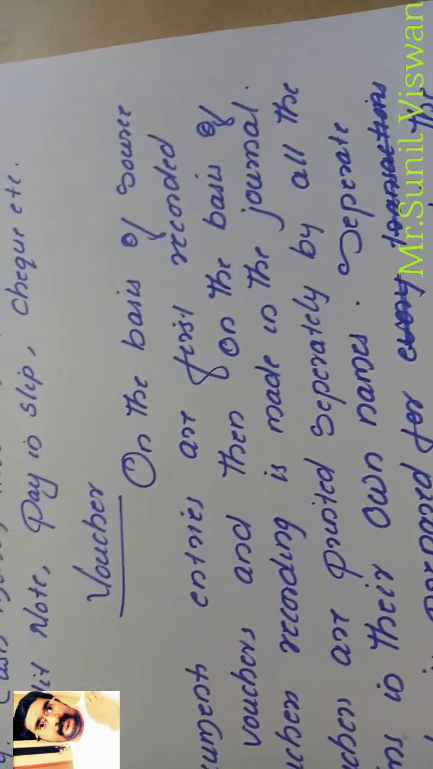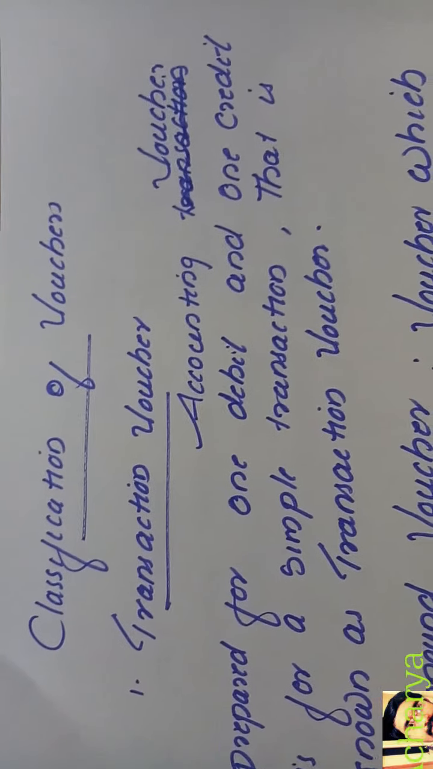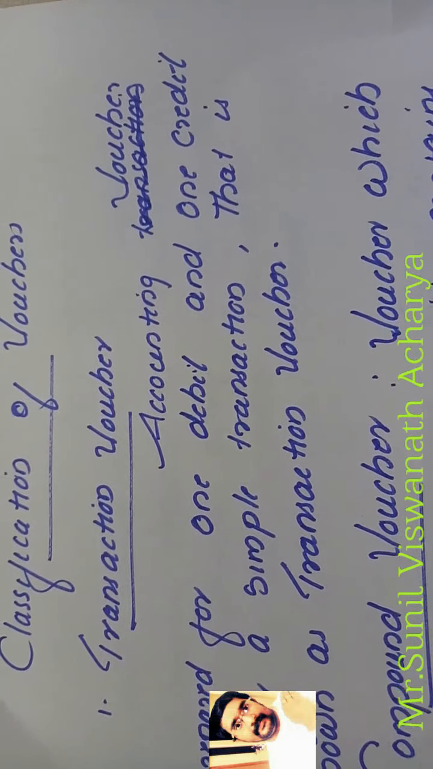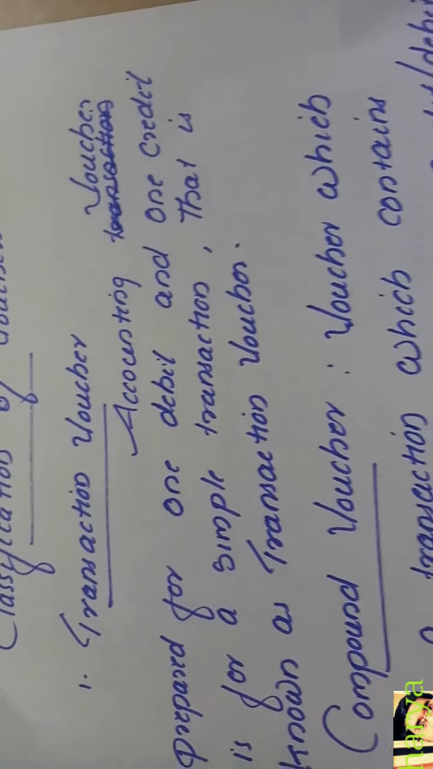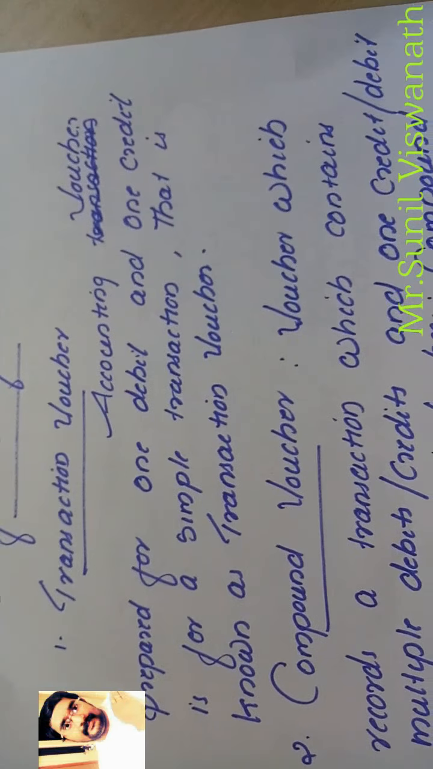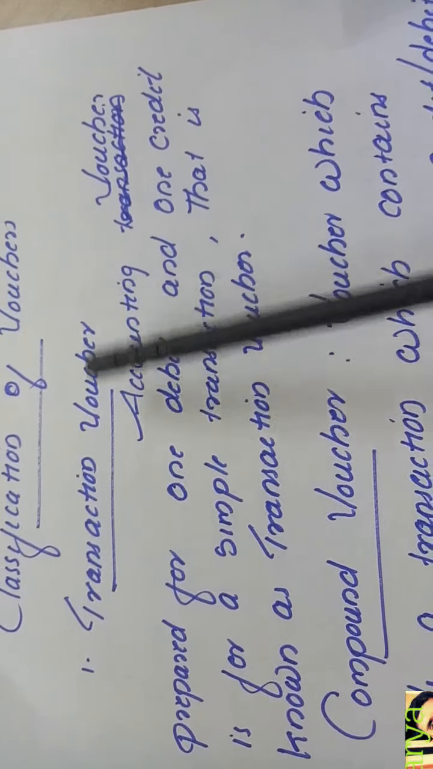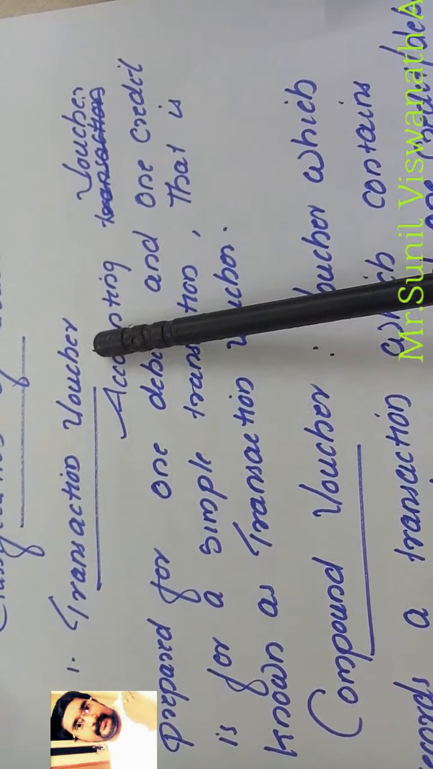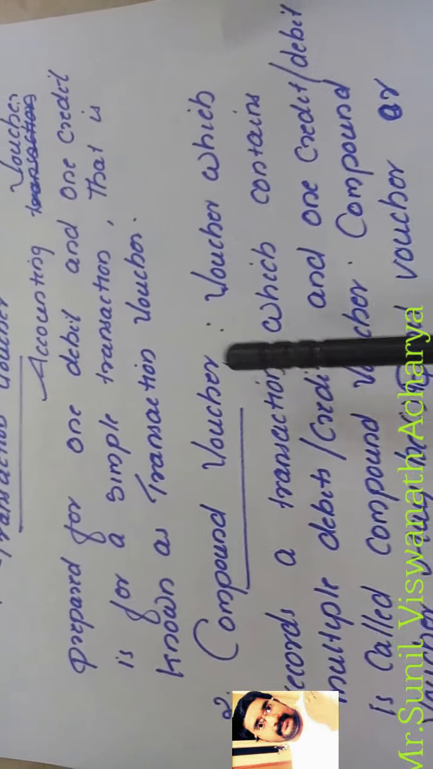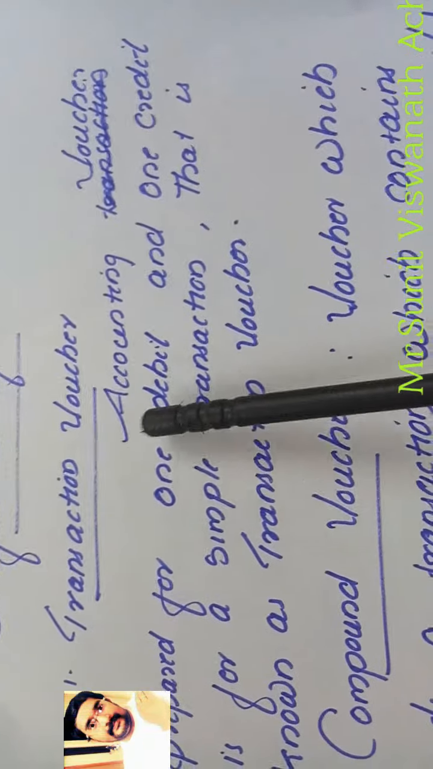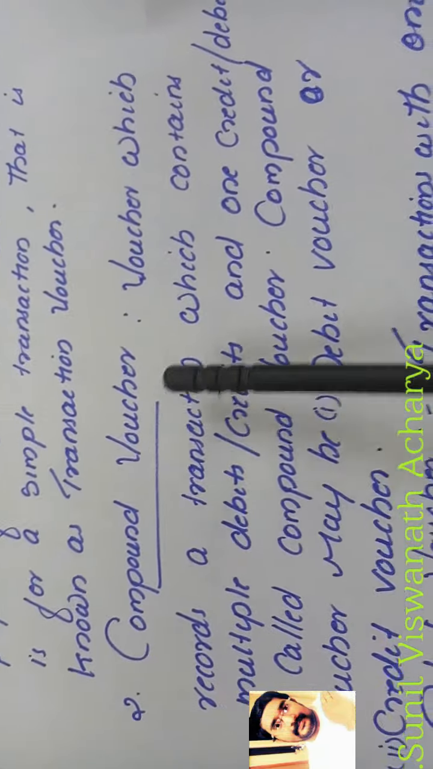Now we have to study the different classifications of vouchers. Normally we can classify vouchers into cash vouchers and non-cash vouchers. In a cash voucher we record only cash transactions. In a non-cash voucher we record only credit transactions or non-cash transactions. In another way of classification, we can classify vouchers into three: transaction voucher, compound voucher, and complex voucher.